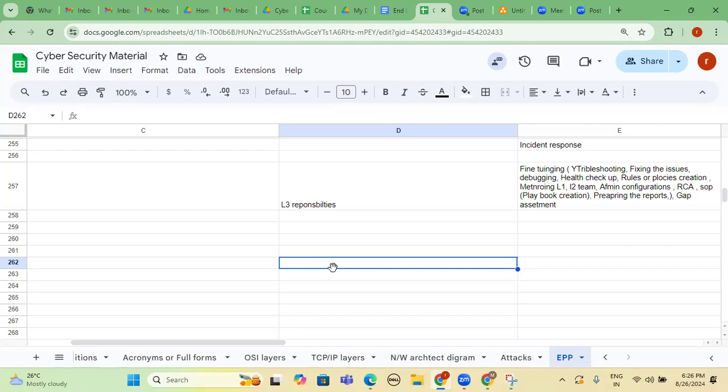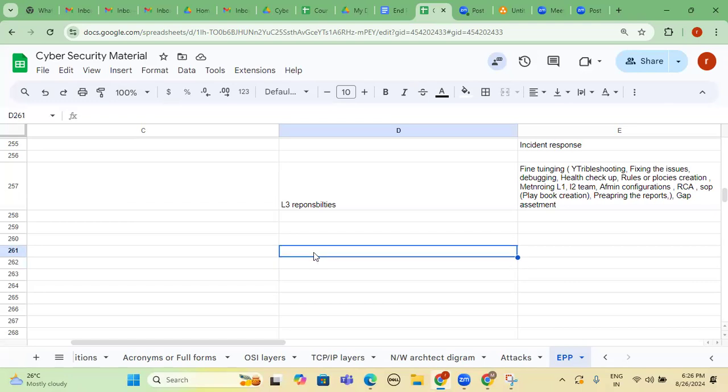In that particular shift handover, even the L2 and L3 team will also participate. But previously, every person used to participate in the shift handover. Nowadays, because of time related and shift zone related issues, only one person is handing over everything. Okay, that is shift handover. Yeah, that we can discuss later.